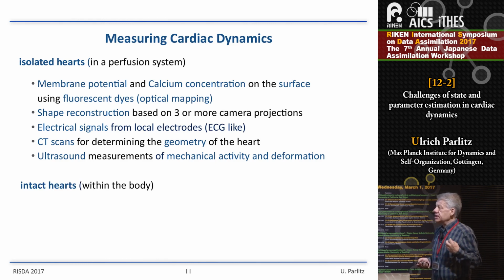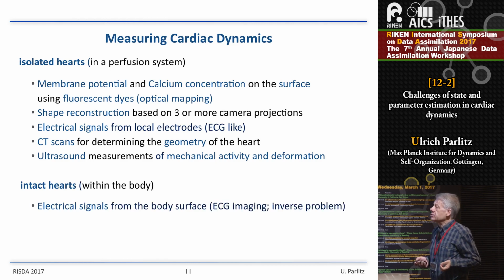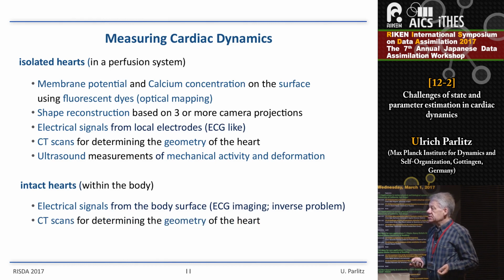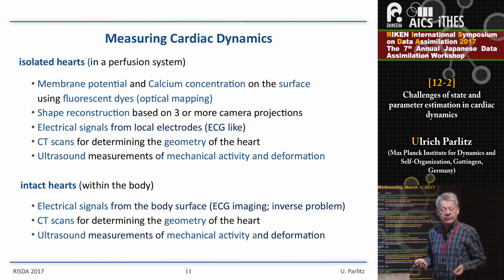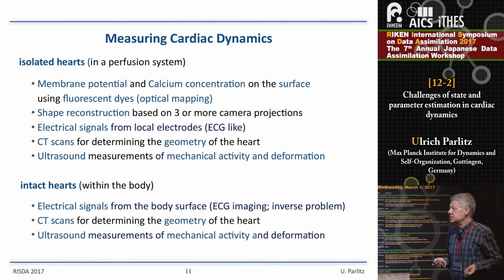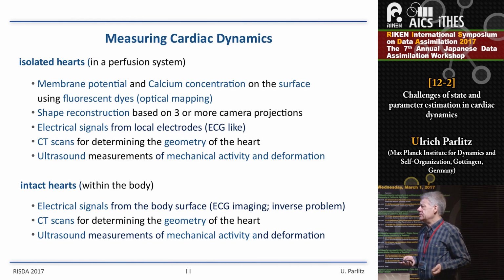Now, if you think about intact hearts which are inside the body, then of course you cannot apply these fluorescent dye measurements anymore. But you can still do electrical measurements on the surface of your body and solve the inverse problem. This is also called ECG imaging. It has a certain history of maybe 15 years now, mainly treated as a static inverse problem, an ill-posed problem with regularization methods and so on. You can do CT scans for the geometry, and finally, in this case also apply ultrasound measurements to learn more about the internal mechanical activity.